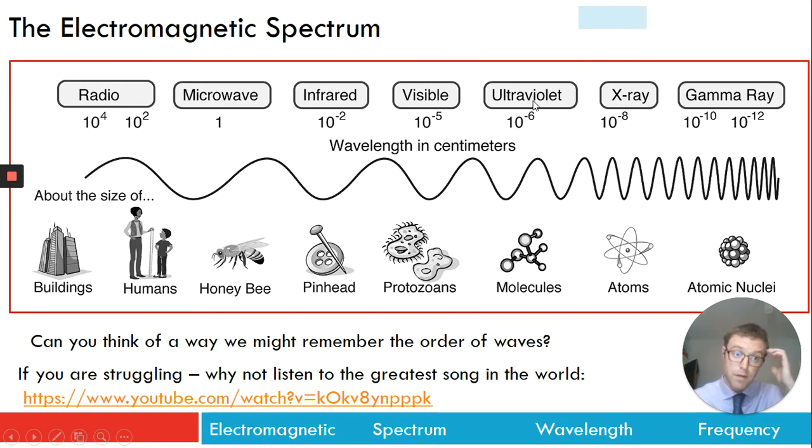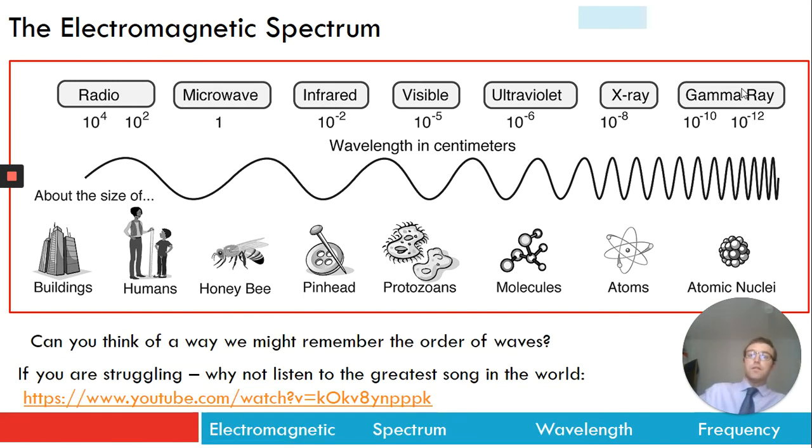Ultraviolet is emitted by the sun. It's the part of the spectrum which gives us a suntan, so it's a higher energy part than visible. X-rays are emitted by X-ray machines, and we use them for X-raying our bones, and gamma rays are emitted by unstable radioactive nuclei.